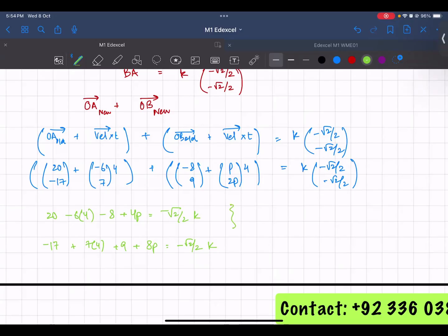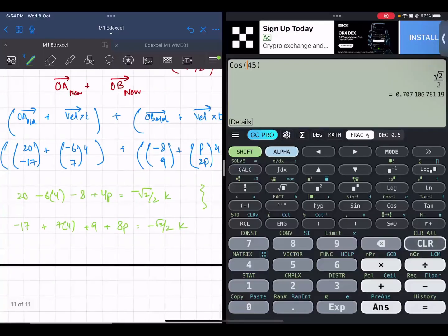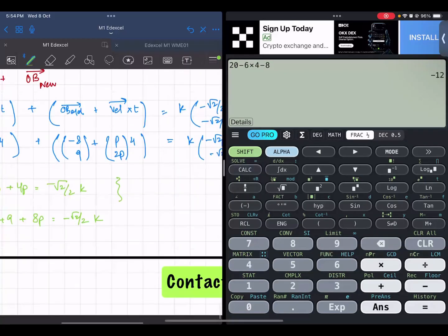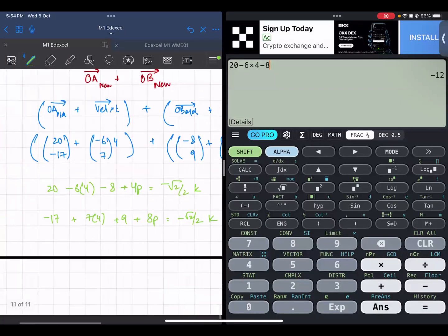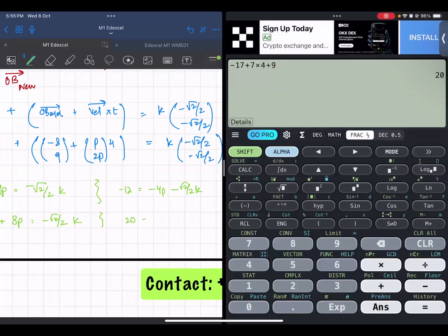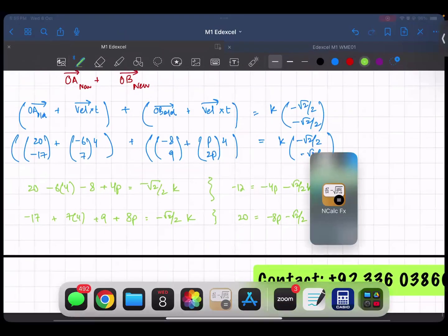Simplify them both, so use your calculator. 20 minus 6 times 4 plus minus 8 gives minus 12, and I'm moving the 4p to the other side, so minus 4p and minus root 2 over 2 k. This is your first equation. The second becomes minus 17 plus 7 times 4 plus 9, which is 20, is equal to minus 8p minus root 2 over 2 k. And now you can solve them simultaneously, and you will get the values of p and k.